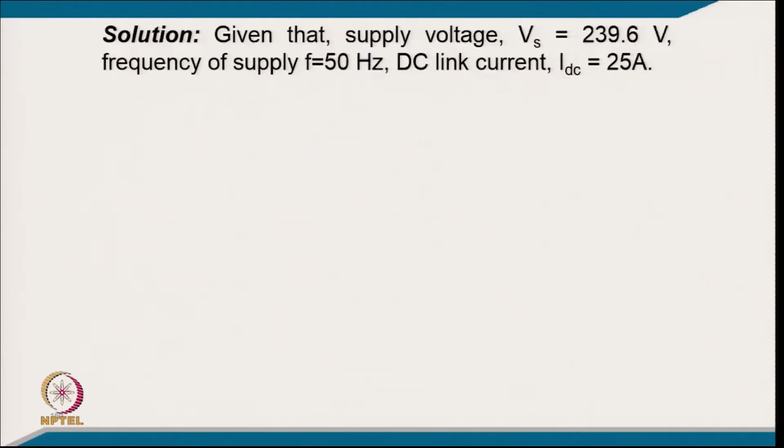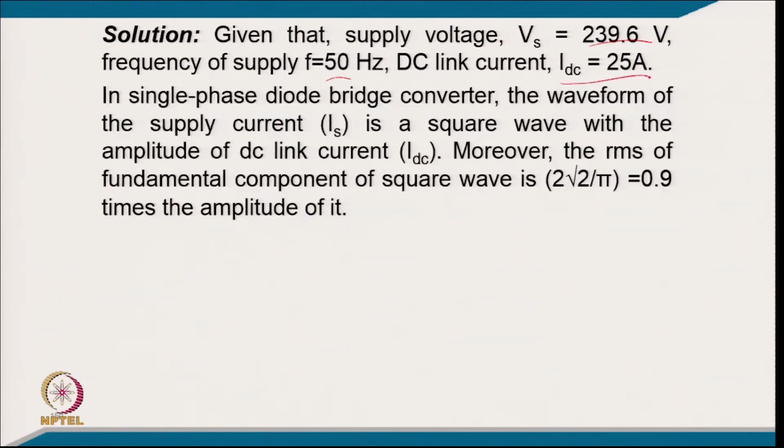So, coming to the numerical part of the solution, given that the supply voltage is Vs equal to 239.6 volt, the frequency of supply is 50 hertz, and the DC link current is 25 ampere. In the single phase diode bridge rectifier, the waveform of the supply current is a square wave with an amplitude of the DC link current.